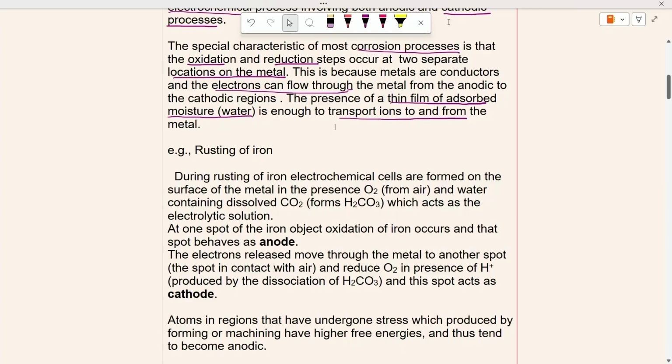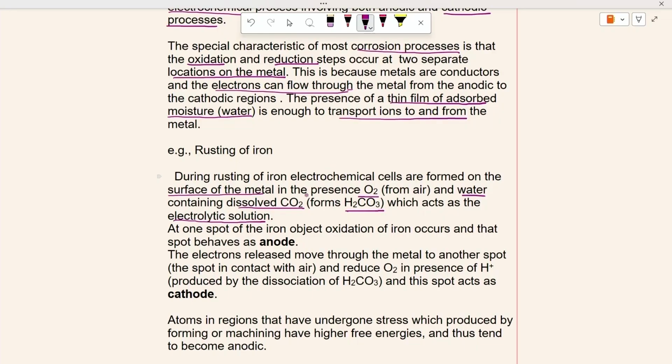We will see in detail the rusting of iron, the electrochemical process. Rusting of iron is one example. During rusting of iron, electrochemical cells are formed on the surface of the metal in the presence of oxygen and water, which contains dissolved oxygen. The oxygen comes from air, and the dissolved carbon dioxide within the water reacts with water and forms carbonic acid, which acts as the electrolytic solution where the ions can be transferred. So, ions move through the electrolytic solution while electrons move through the metal.